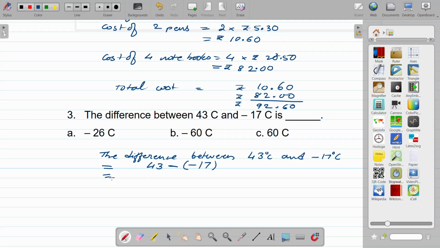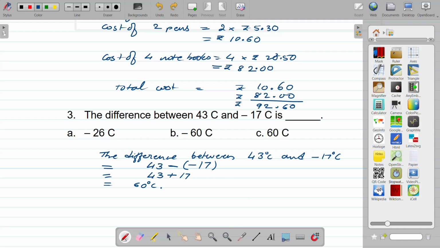And now look at this. Whenever minus of minus is there, we get the sign as positive. Now look at this, 43. Minus of minus will be positive 17. Together it will become 60 degrees Celsius. Is that clear to everyone? Therefore, answer is option C. Check it. Whenever you are doing difference, it means minus, but it is a negative number.